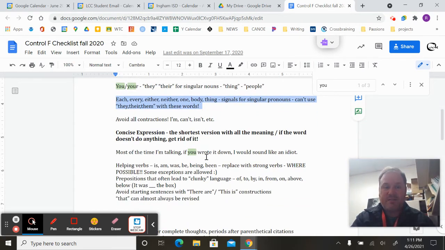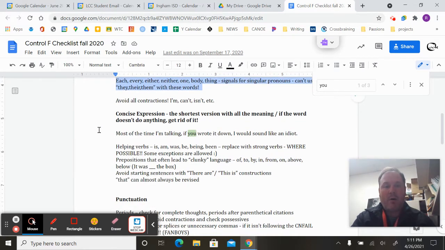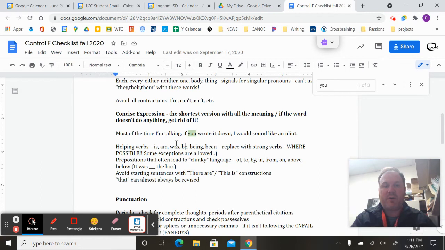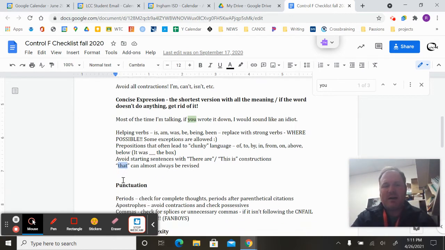Avoid contractions. Okay, now these here are things to do to look for ways to be more concise. So first of all, look for all the helping verbs, and if you can replace them, do so, right? Look for those weak to be verbs. Look for clunky language where you've got a lot of prepositional phrases. Try to avoid starting sentences with there are, this is, and the word that can almost always be revised. So these are hints that your writing isn't concise.